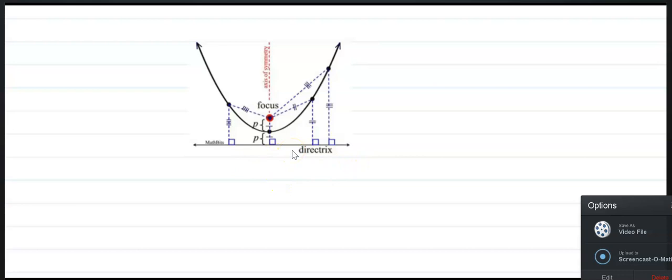Again, these are the points, perpendicular on the directrix, distance from the vertex, that is SP upon, again this is PM, bears a constant ratio, and if you join all these points, then you will get, this is the parabola.